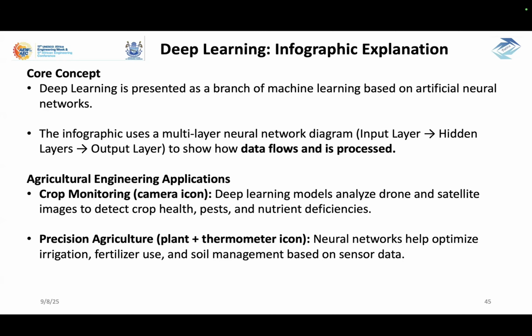And you can also use that in precision agriculture. You can see a plant and a thermometer icon. So this is a neural network. It helps with irrigation, fertilizer use, or soil management based on sensor data. So this is the concept. Okay.